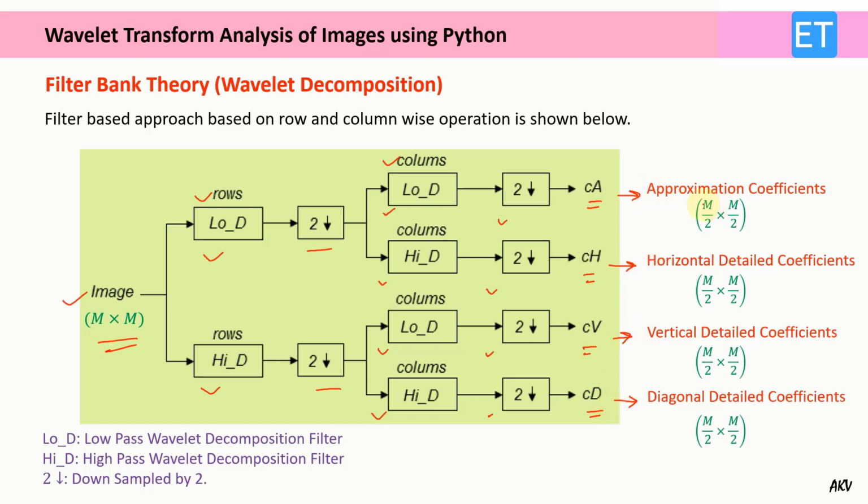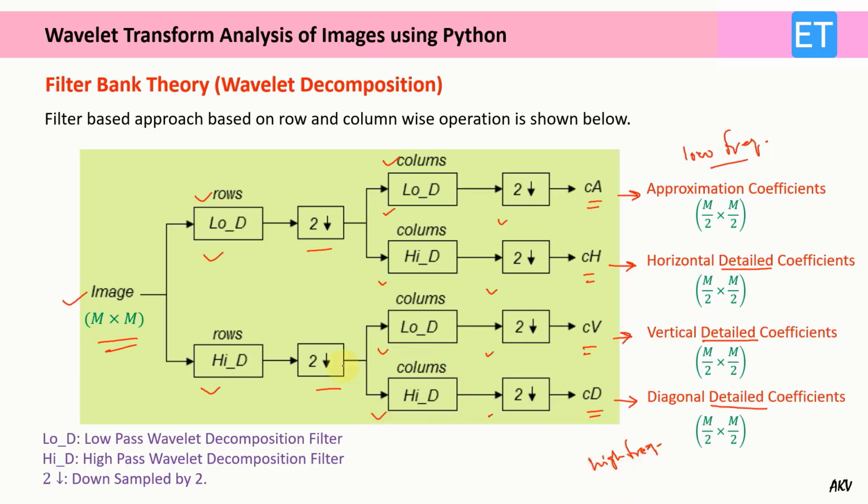The approximation coefficient matrix actually includes all the low frequency detail of the image, while all the detail, I mean the horizontal, vertical and diagonal detail coefficient matrices, include the high frequency detail of your image. That means particularly the edges.